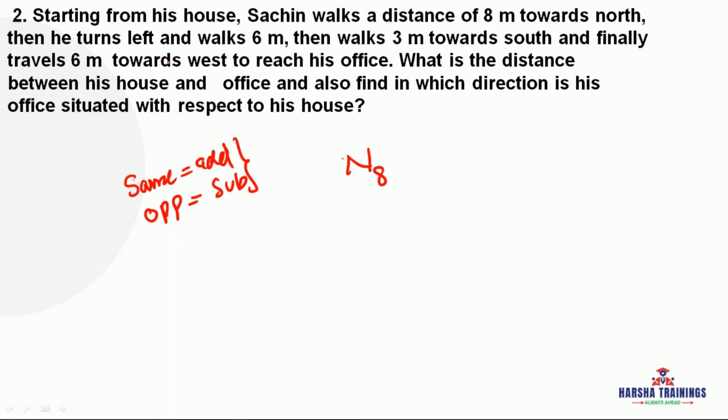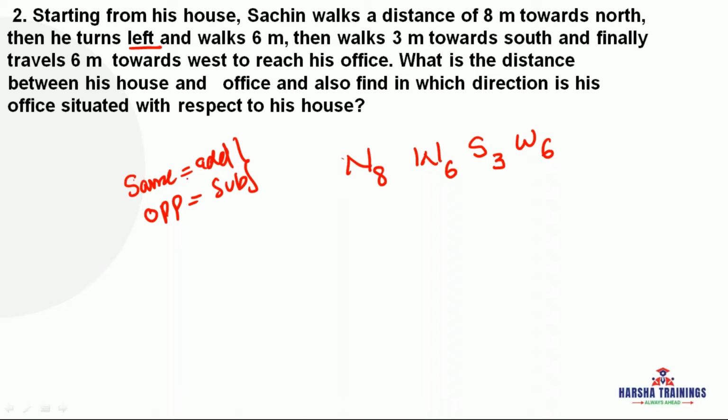Okay, so a person starting 8 meters towards which direction? North. Okay, and next turn left. Left means west side. How many meters west? 6 meters. Again turn south side. How many meters? 3 meters. Again turn west direction. How many meters? 6 meters. The given information: north 8 meters, west 6 meters, south 3 meters, again west 6 meters.